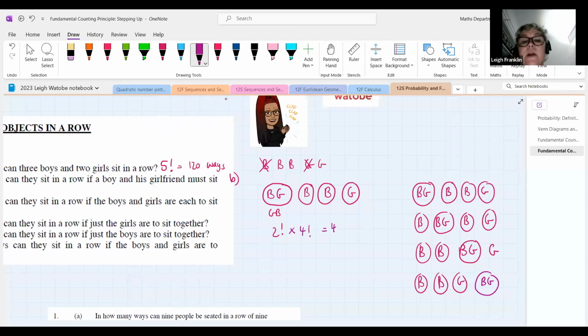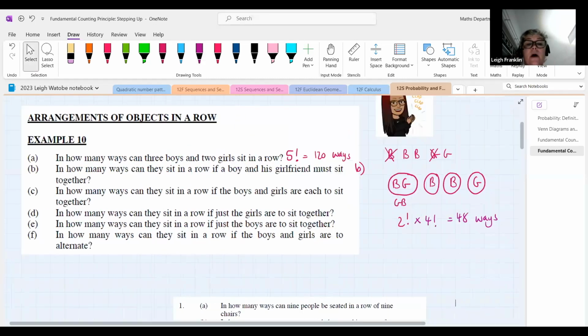Okay, which is 48 ways. Okay, no problem, Lesedi. I'm glad that makes more sense. Okay, so let's have a look at some of the other conditions that they impose upon us.